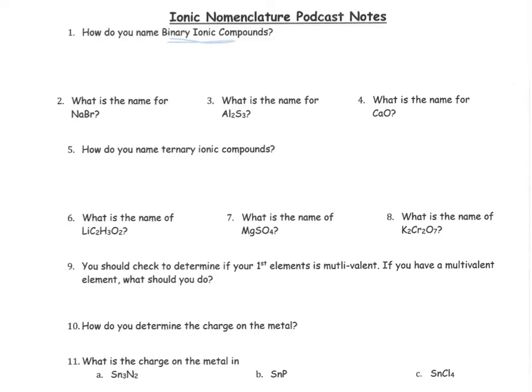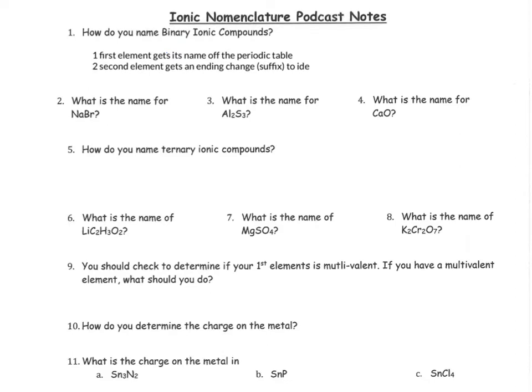And binary just means two. Like if I have this guy or this guy, this is two elements bonded together. That's two elements bonded together. It's an ionic bond because one of them is a metal and the other one's a non-metal. So how do we name those? There are a couple of rules to it that I'm going to give you here.